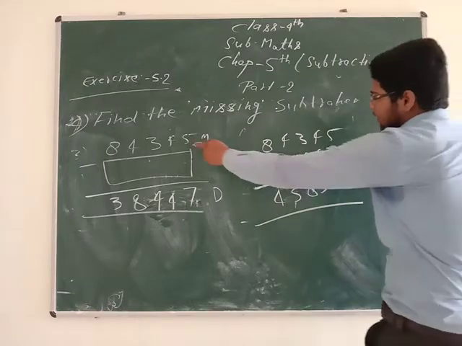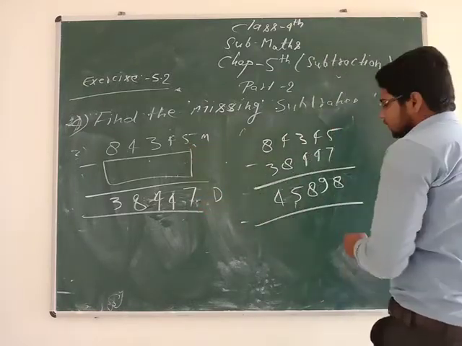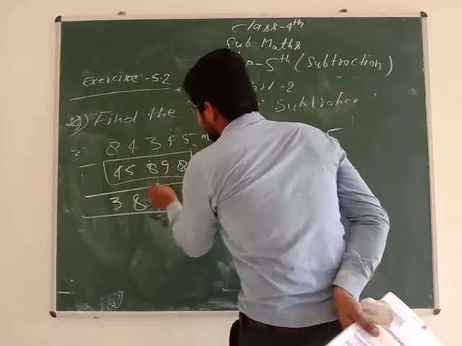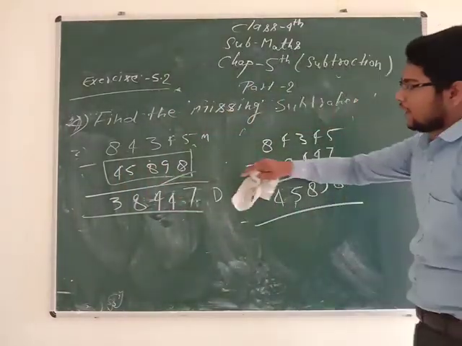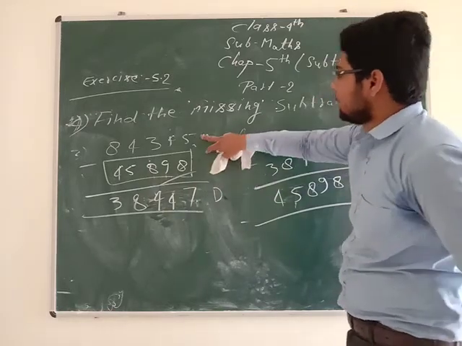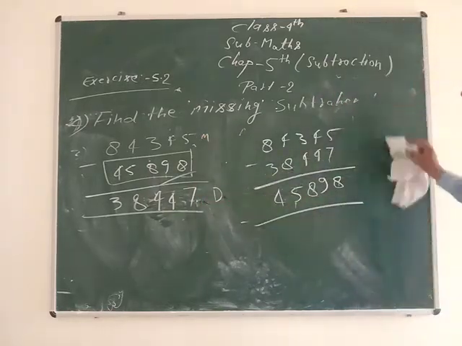So 15 minus 8 would be 7. So 45,898 would be the correct answer. So to find the subtrahend, we have to subtract the difference from the minuend.